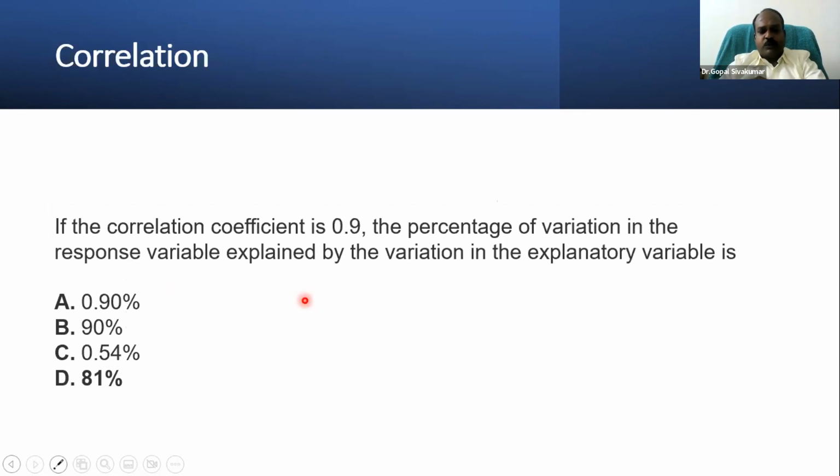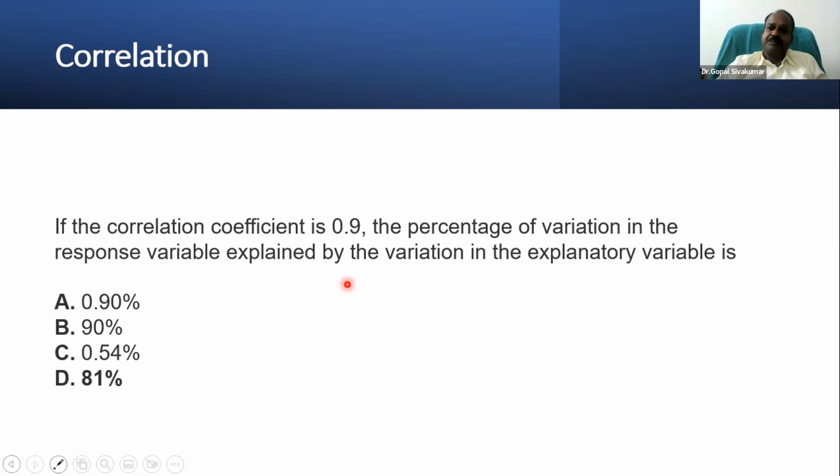And now correlation. We are moving on to correlation. I think I'll take another 10 minutes. Is that fine with all of you? Yes, sir. So the correlation coefficient is 0.9. The percentage of variation in the response variable explained by the variation in the explanatory variable. See, the English here is they are asking what is the influence the x variable has on the y variable.